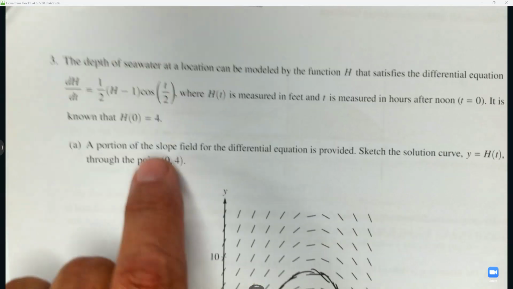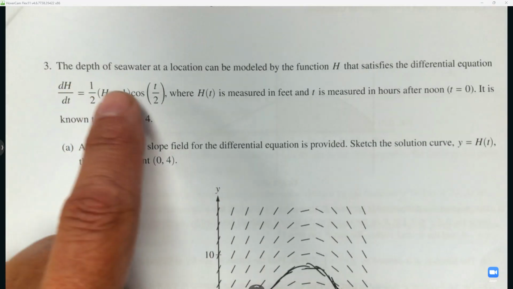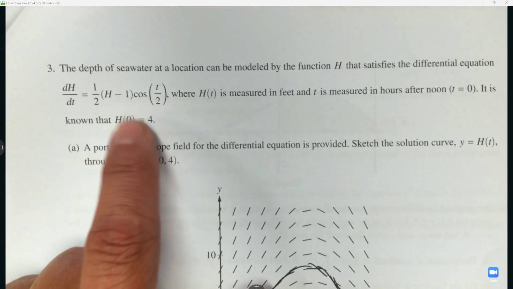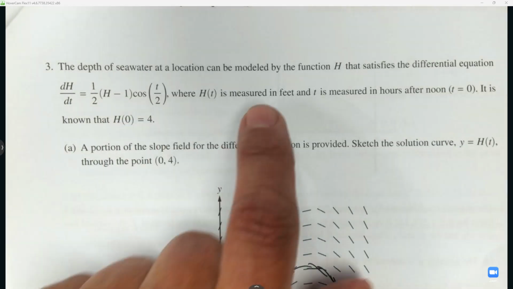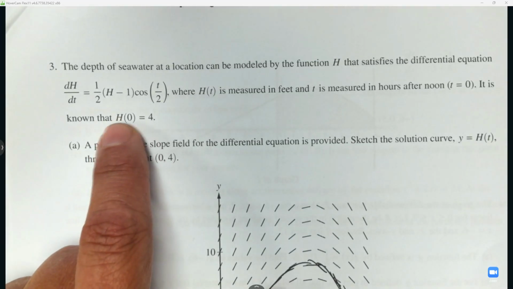All right, question number 3 from 2024. These were the questions used last year. You're given the depth of seawater and you're given this differential equation. And it's measured in feet and hours. And it's known that h at 0 equals 4.